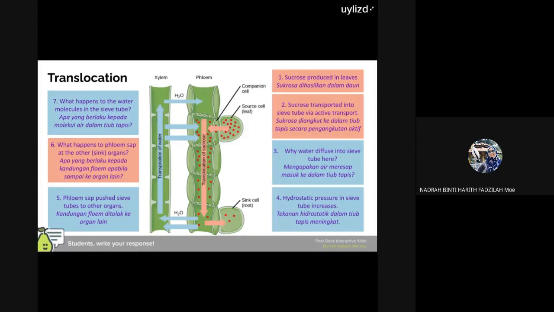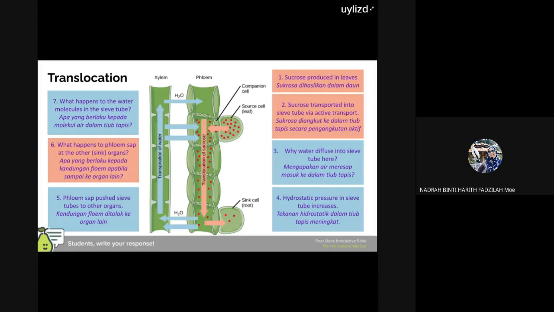Previously, we have discussed water transport. Water transport, we talk about transpiration, kita cakap pasal capillary action and also root pressure. So today we are going to summarize the chapter by discussing translocation.